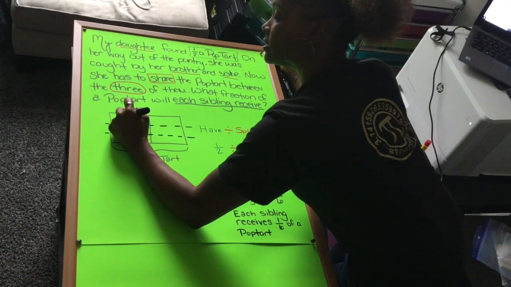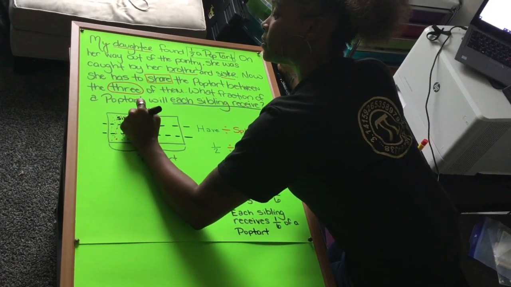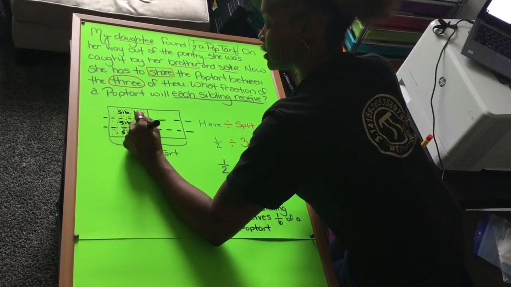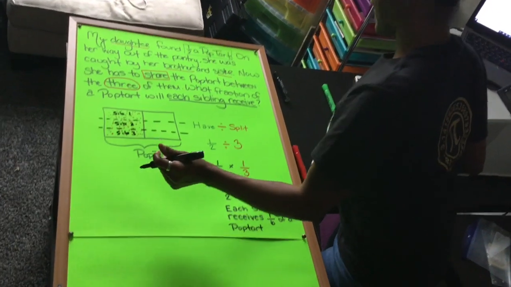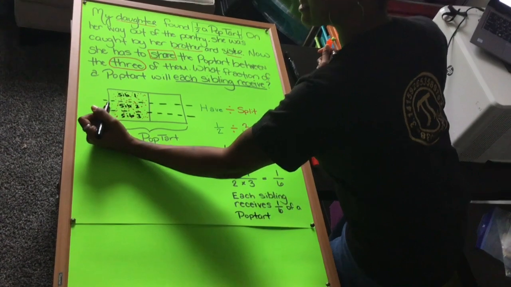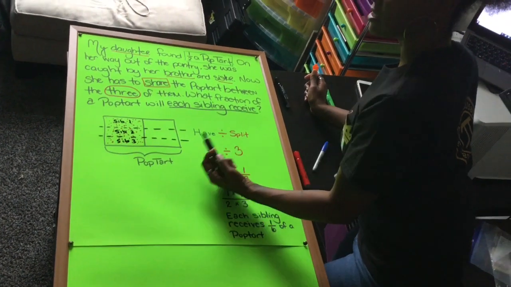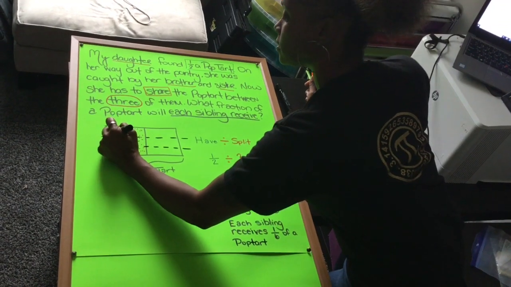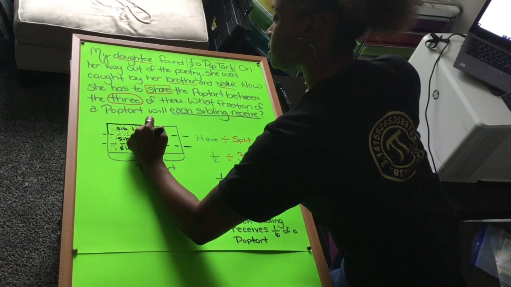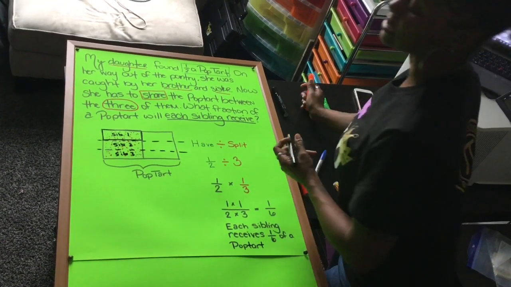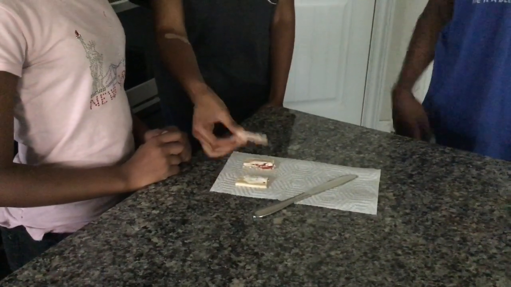Each sibling: sibling 1, sibling 2, sibling 3. Each sibling, 1, 2, 3, will receive 1 out of 6 total pieces in a whole Pop-Tart. 1/6.